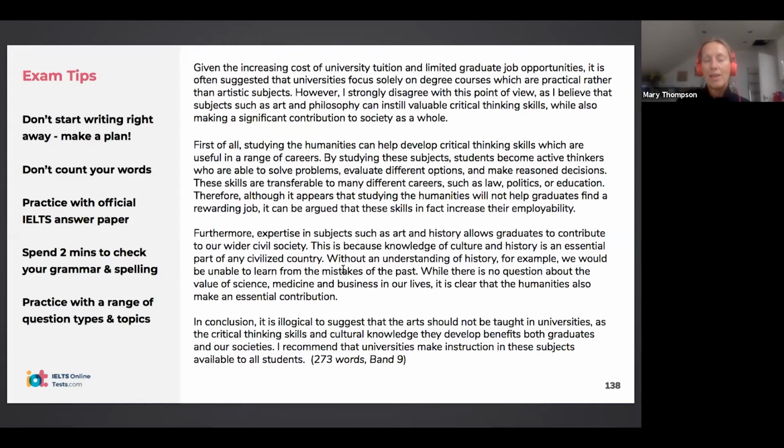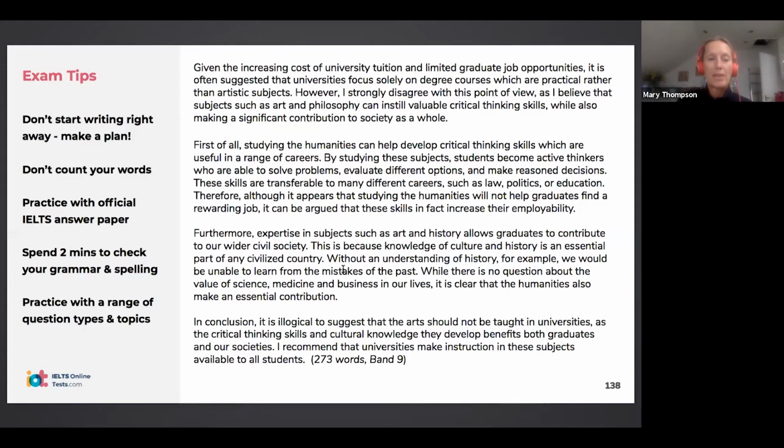Another thing, a lot of people are always asking, you know, how do you count your words? So we recommend that you shouldn't count your words. So if you can work out roughly how many words you have per line, so generally it's about 10, I think, and you need 250 words, so you can work out really how many lines you need. So obviously you need 25 at least.